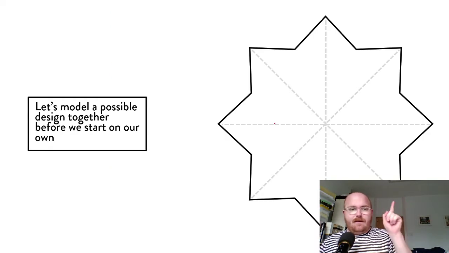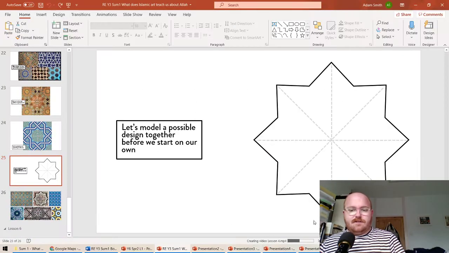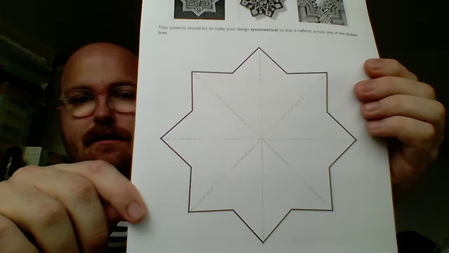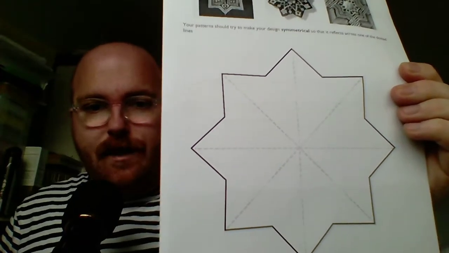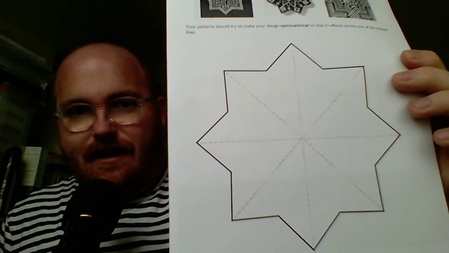Now, we are going to do a design together. I'm going to try and do this in a slightly different way to my usual recorded lessons. So let's get out of this presentation and go over to my camera and make myself big. Hello. So this is the page that you've got in your booklet, and we're going to try doing a really exciting symmetrical pattern.